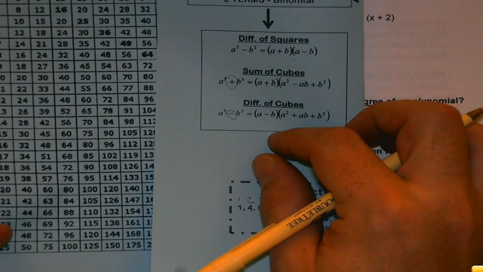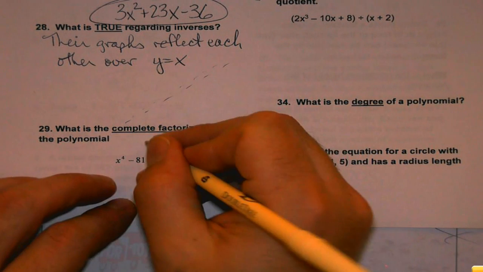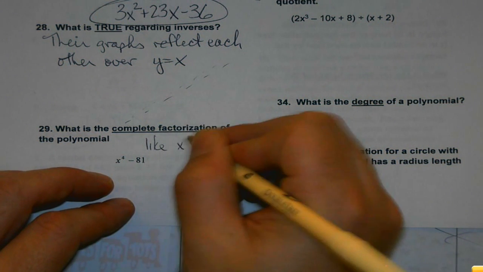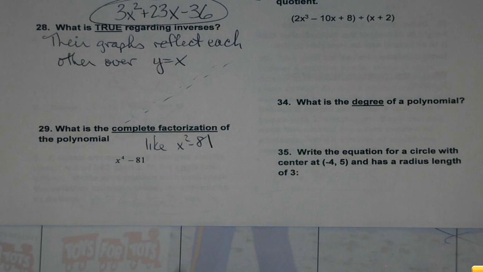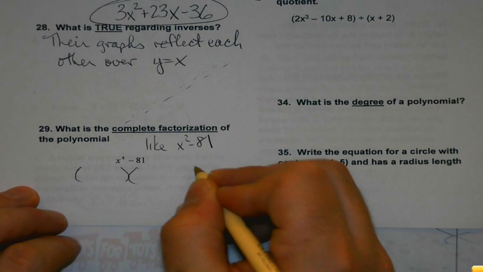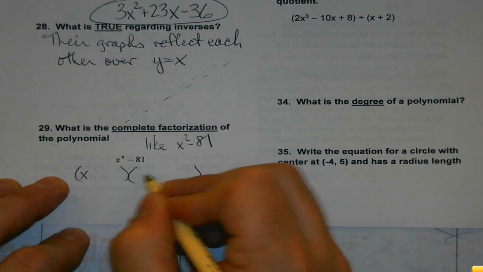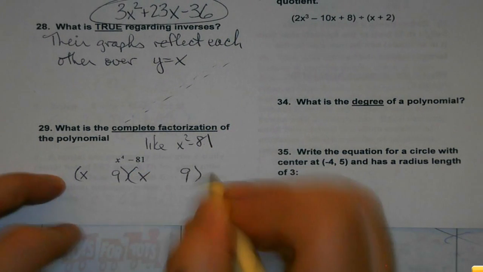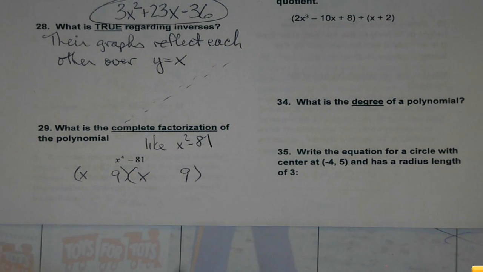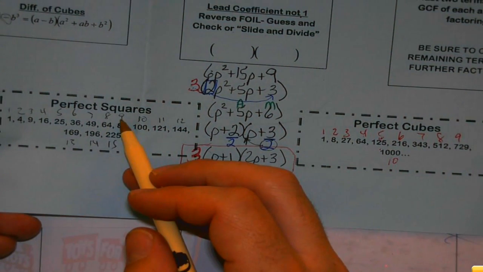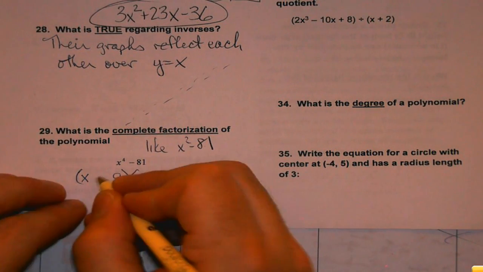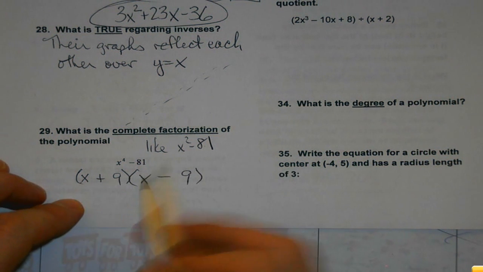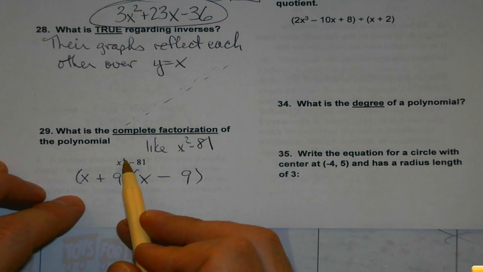Okay, now don't freak out on 29 when you get here, because you're going to look and you're going to be like, well, wait a minute, x to the fourth, that's not a square or a cube. What's he trying to do? We're going to treat this just like it's x squared minus 81. If it were x squared minus 81, we do x and x to get x squared. We do 9 and 9 to get 81, because again, remember, perfect squares, square root of 81 is 9, okay? And I do plus minus, but x times x is x squared. I don't want x squared, I want x to the fourth.